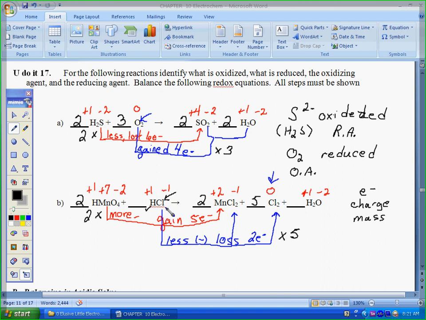Now I can get this chloride by normal balancing techniques. Looking at my left-hand side, I have 10 plus 4 plus 10, I have 14 on this side, so I need 14 on the left-hand side. And to balance my hydrogens, I have 2 hydrogens plus 14, I have 16 hydrogens on the left-hand side, so I need an 8 to get to my waters.